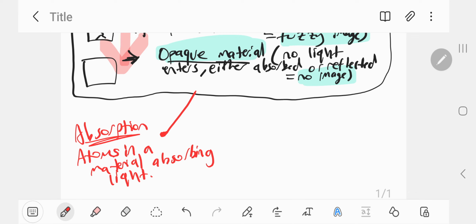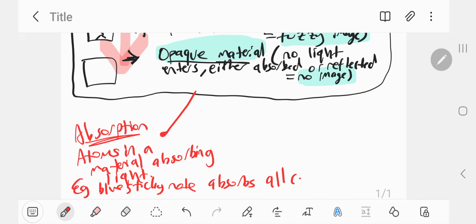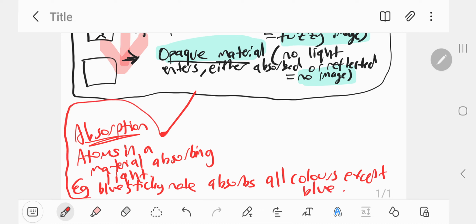They absorb the light. And the reason why objects are blue, if you look at the sticky note I've stuck up on the wall on top of the smartboard, is that the blue sticky note absorbs all the colors of the rainbow except for blue. It reflects blue, and that's what makes it blue. So, for example, the blue sticky note absorbs all colors except blue. It reflects the blue.